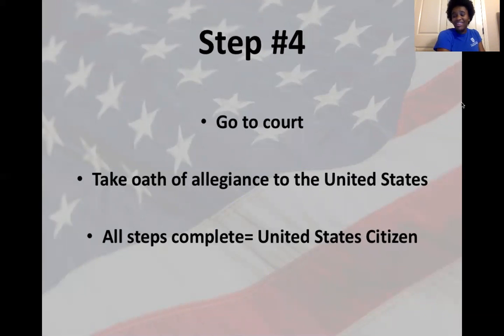It's kind of cool to me that you have to go through all these steps to become a citizen. But I want y'all to kind of research and look into this too. It's a really cool subject to look at.